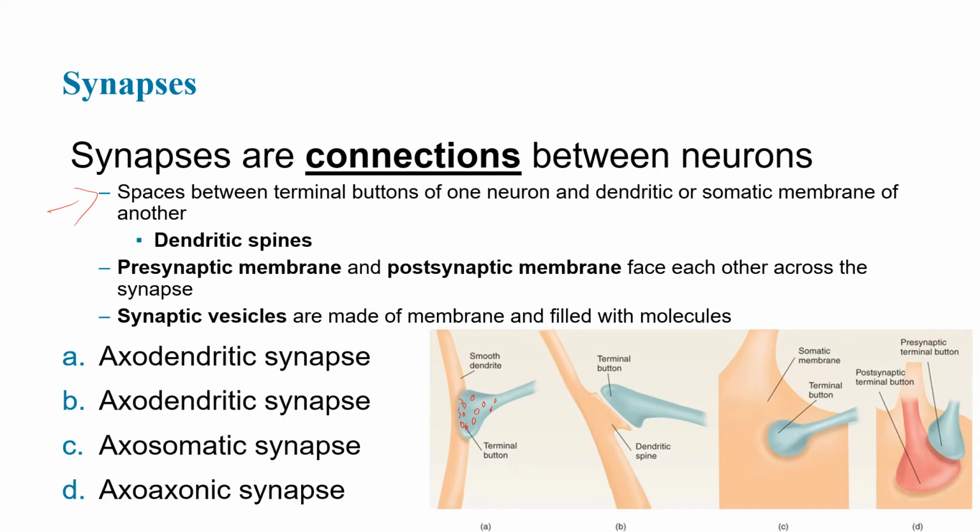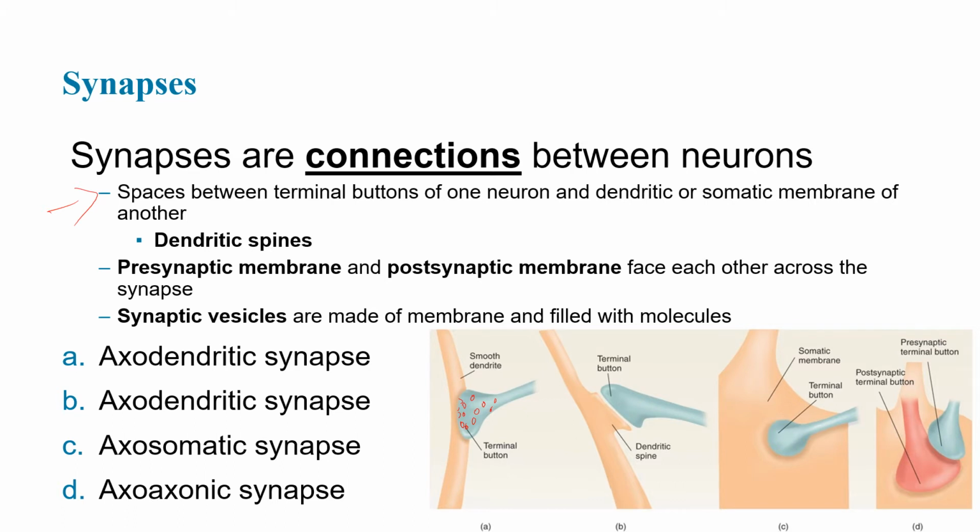Now, we're not going to go into these, but you've got axodendritic, axosomatic, and axoaxonic synapses. These are basically different types of synapses. I'm not going to test you on that specifically, but the axodendritic are ones that go from terminal buds to dendrites. The axosomatic go to the somatic membrane of the receiving neuron, and the axoaxonic go to the axon of it. Or they can even go to other terminal buttons.